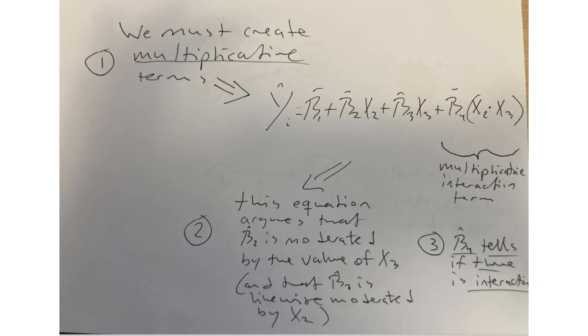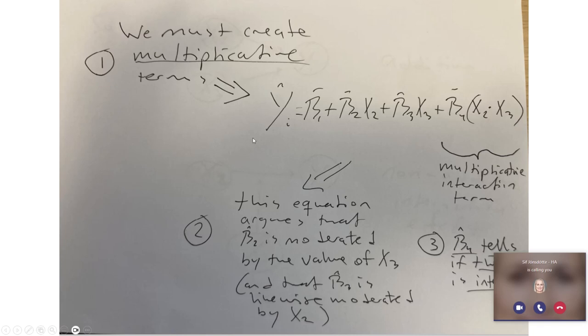So when we have interaction effects where one variable is moderated by another, we must create multiplicative terms, just like we did when we created curvilinear effects, but here we're multiplying different variables together.